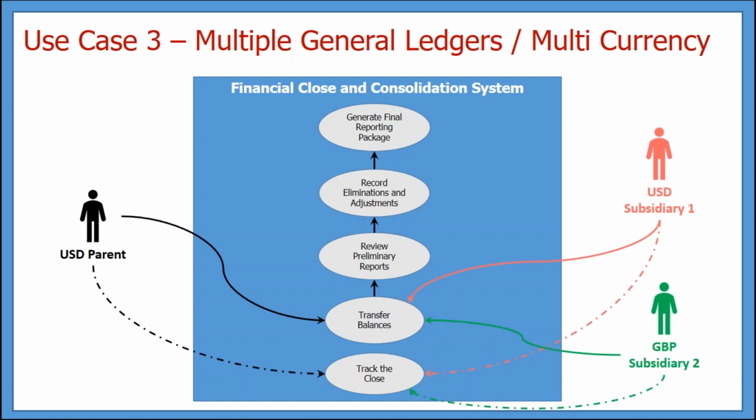Here's the use case we're going through today. We have a US dollar parent. That's just the use case; it really could be any parent: GBP, Euro, Yen, it doesn't matter. But you've got a single currency parent consolidating from multi-currency subsidiaries. In our example, we have a US dollar subsidiary and a GBP subsidiary. You need to be able to track the close across country, across resources. You need to report on that information, provide preliminary reports, record your eliminations and adjustments, and generate your reporting package. The idea is we want to do this as expeditiously as possible and be as accurate as we can.